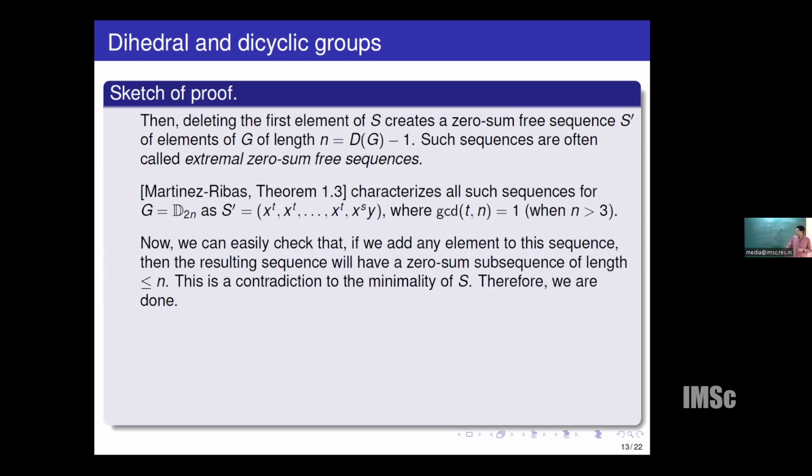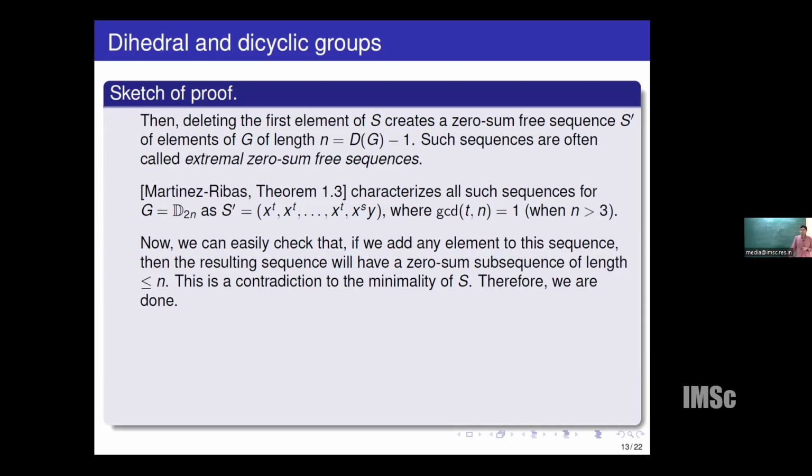And so therefore we will get a contradiction, because we see that with this extremal sequence, if we add any element, then it cannot be minimal in terms of being a zero sum sequence, and that will give us a contradiction, and therefore Eg will actually be equal to n, and then we are done.